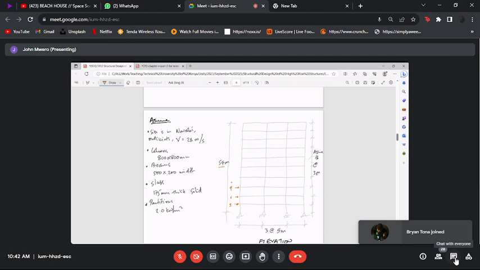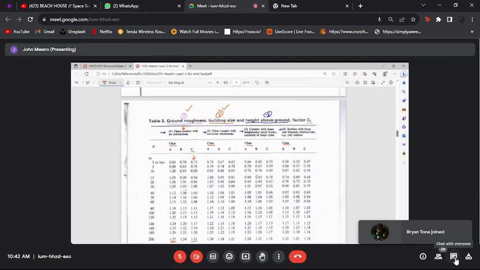So we'll read off an S2 value for 3 meters, then read off an S2 value for 9 meters, for 12 meters, for 15 meters, for 18 meters, for 21 meters, and so on and so forth. So the S2 value per floor will change, courtesy of the height of the building above the ground. I hope that makes sense. Okay?